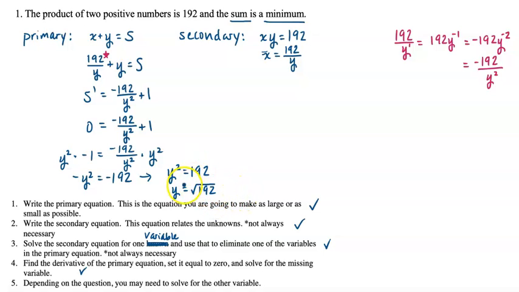All right, so I've got my y. Now, depending on the question, we may need to solve for the other variable. So let's solve for the other variable. We know what y is, and now let's solve for x. The secondary equation will tell us what x is. So we will now plug this back into the secondary equation, and then we get that x is equal to 192 divided by the square root of 192.